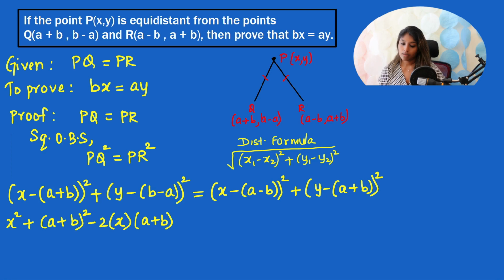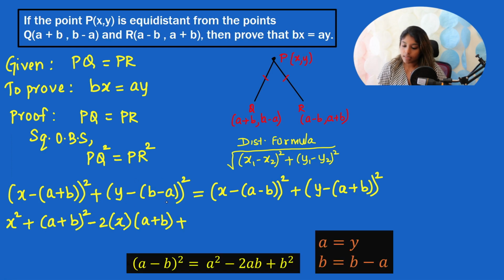Now the next term, we are going to apply the identity here. Again, (a − b)² is the identity. So what happens? You get y² which is a², plus b², which is (b − a) the whole squared, and then negative 2 times a times b. Your a is y and your b is (b − a).